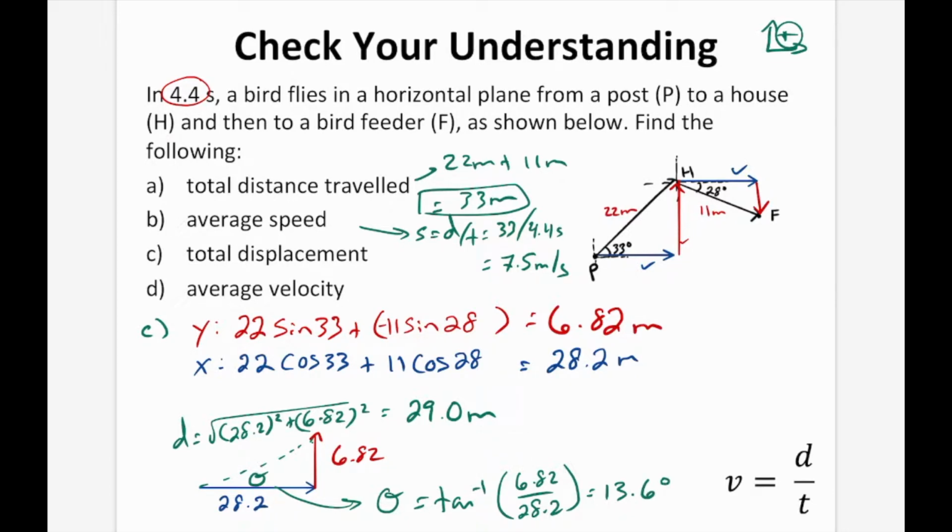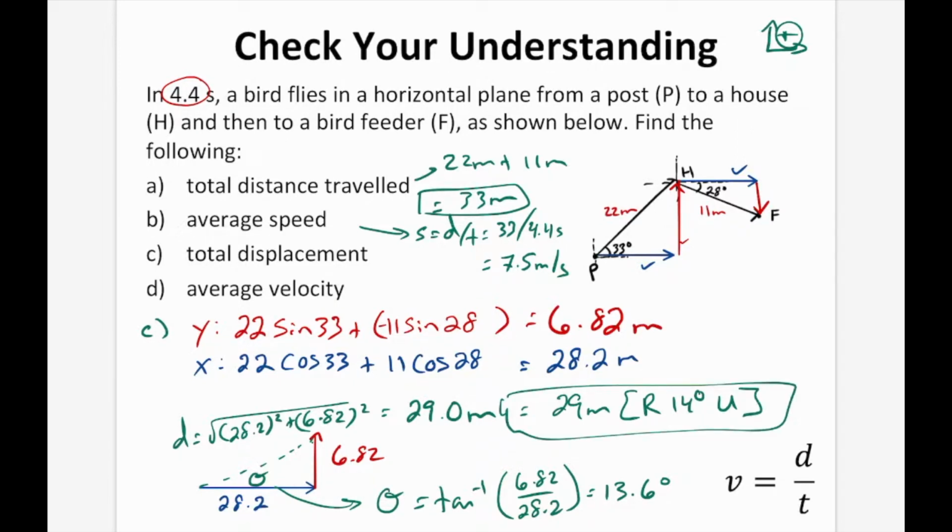Now we need 2 sig digs in our answer, so this is going to come out to 29 meters. We're going to go, in this case, right, because we don't have east and north. So let's just say right, 14 degrees up. And that's our final answer.